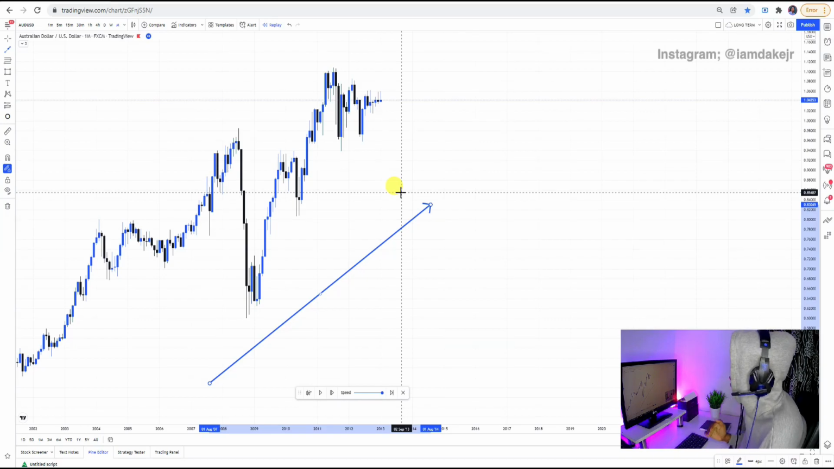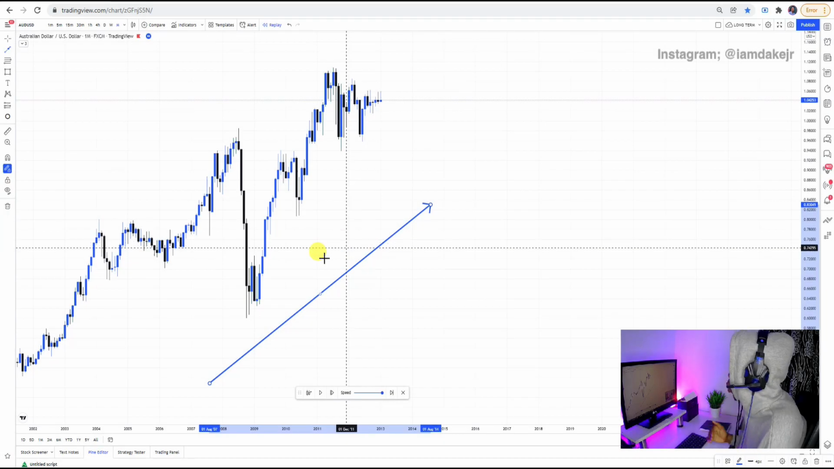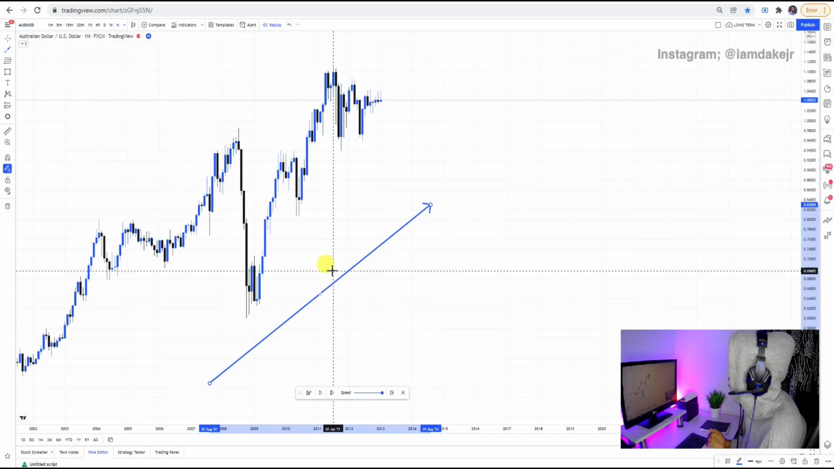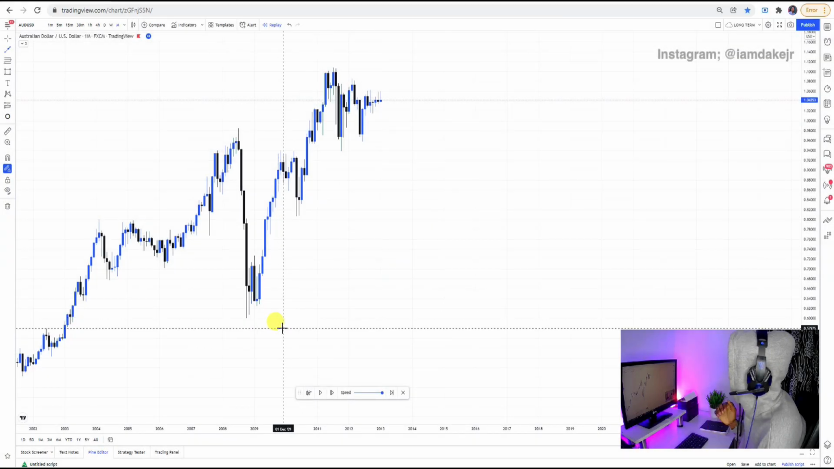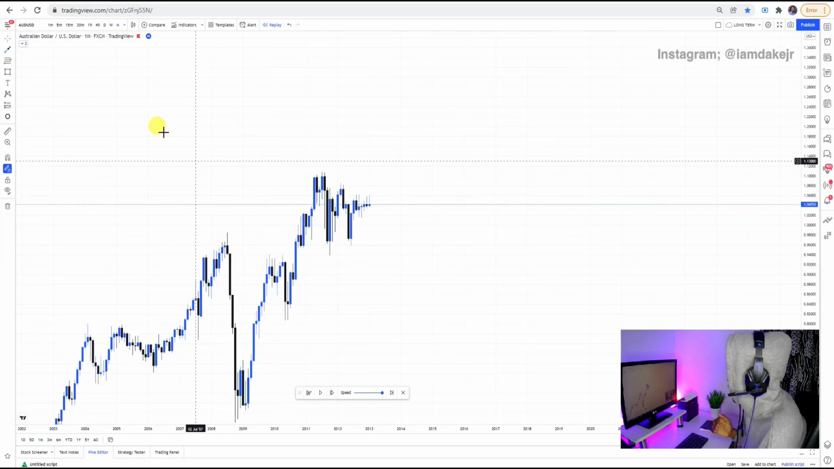We identify the direction of the pair, because we cannot trade if we don't know the direction of the pair. Usually it is always recommended that you use a higher time frame in terms of deciding the trend for the day. Once you've identified the trend, the next thing you want to do is to identify your most recent resistance level and your most recent support level.